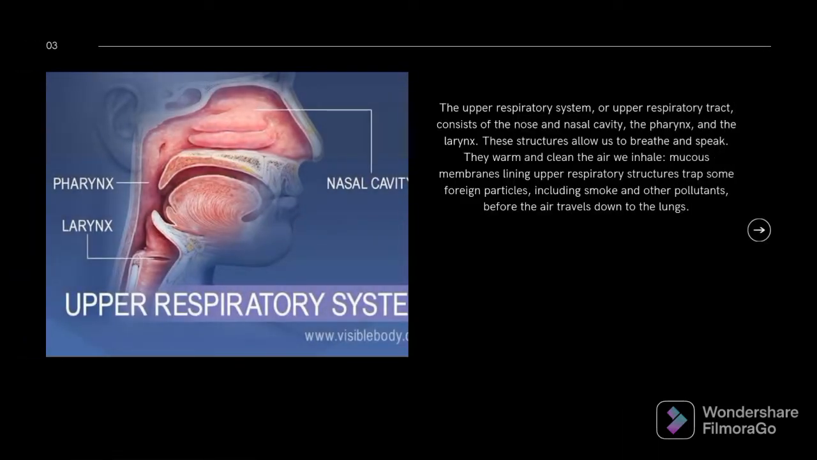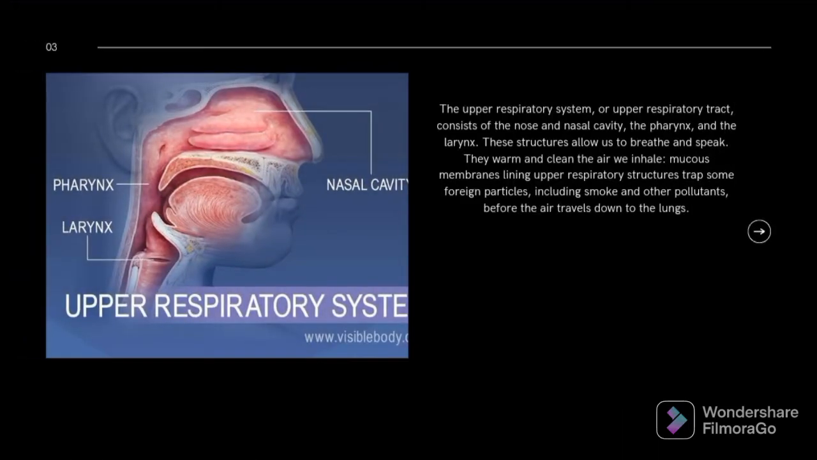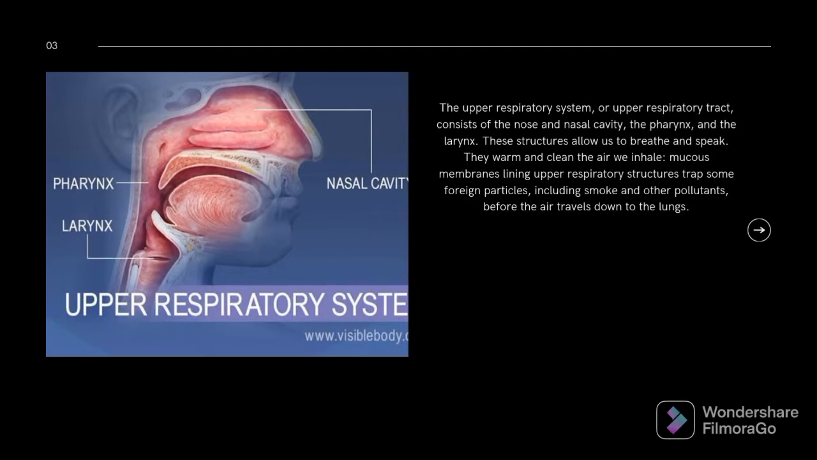The respiratory conducting passages are divided into two: the upper respiratory tract and the lower respiratory tract. The upper respiratory tract includes the nose, pharynx, and larynx. The first one we're going to discuss is the upper respiratory tract.